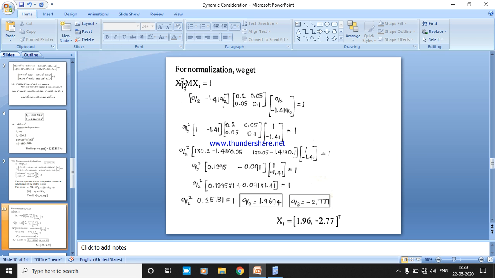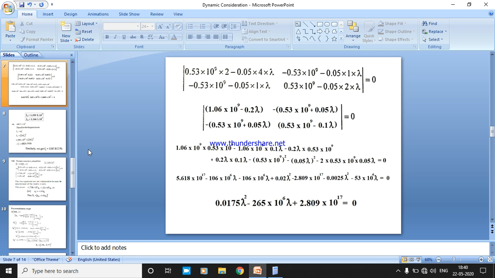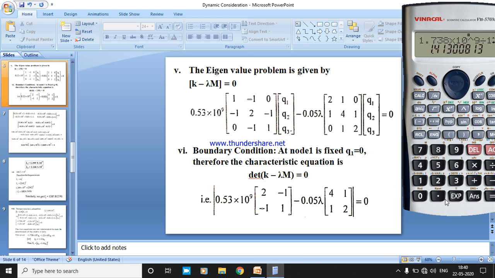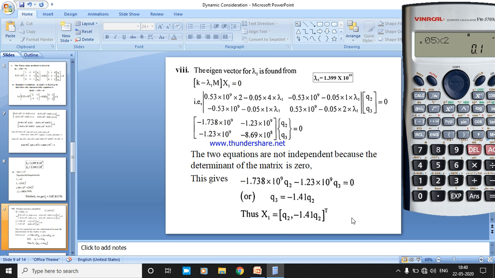Why do we have to consider this? This is a standard thing to find the eigenvalues and eigenvectors that we get from the mathematics. So X1 transpose M X1 is equal to 1. What is M? M is the mass matrix. So where M we have here is this value 0.05 into 4, this is 0.2. This becomes 0.05, 0.05. This into 2, this is 0.1. So here 0.2, 0.05, 0.05, 0.1 I will get.